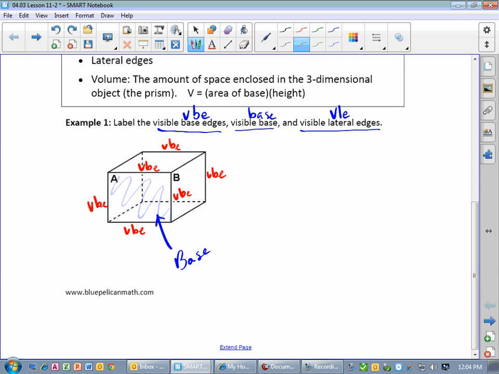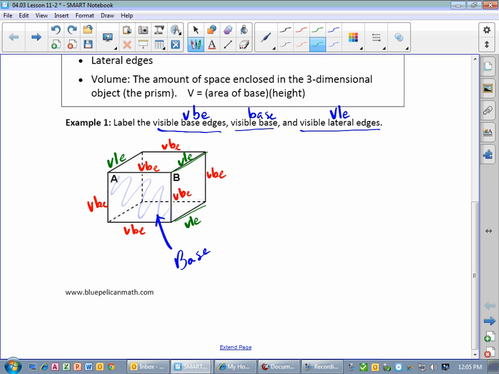This one? This is not part of the base, this is part of the side. And so that's going to be visible lateral edges. So we have a visible lateral edge over here, and then this one up here is also a visible lateral edge. This one down here is a visible lateral edge.